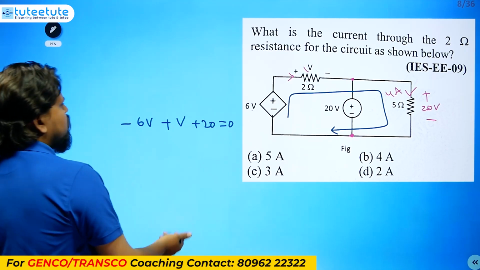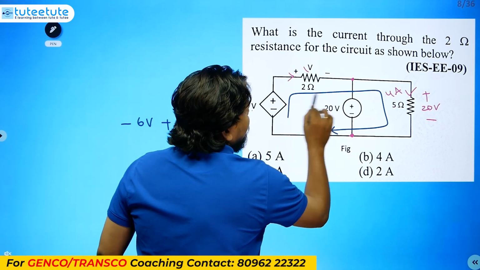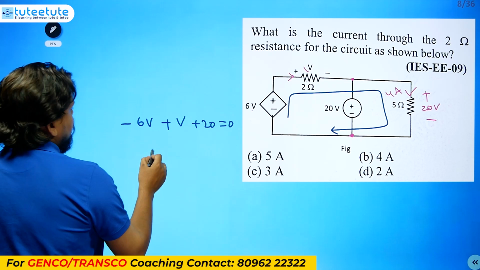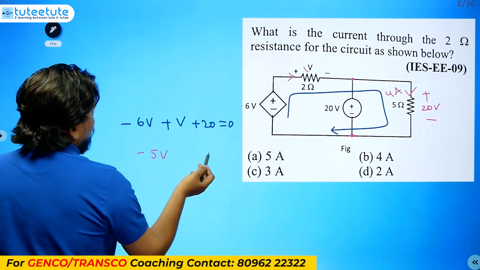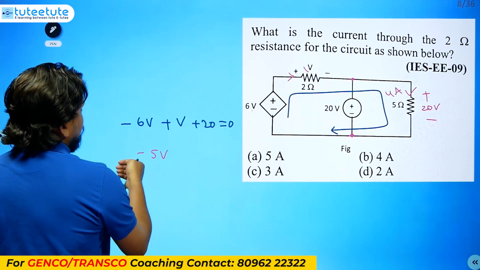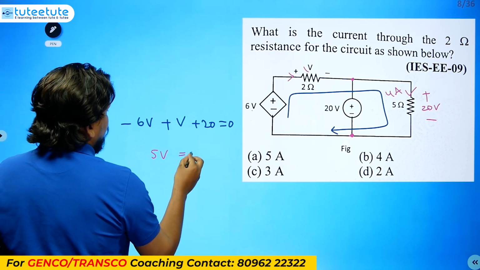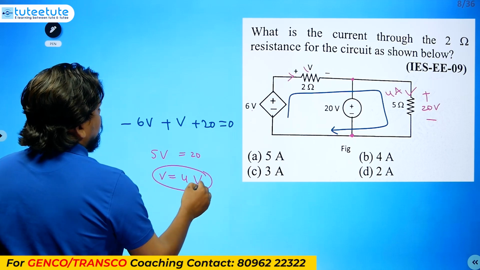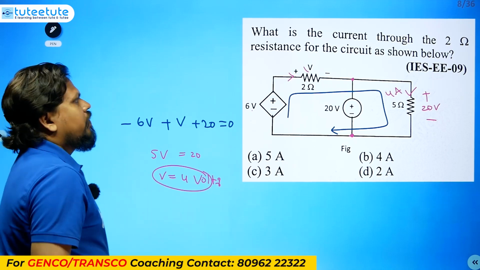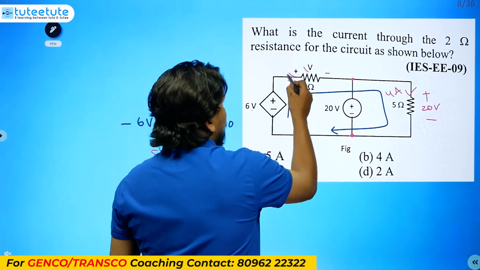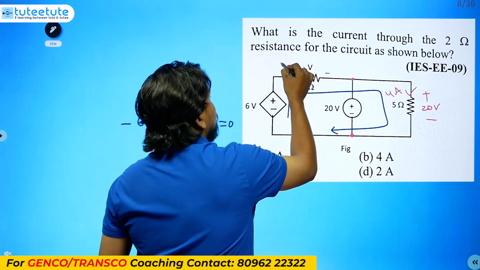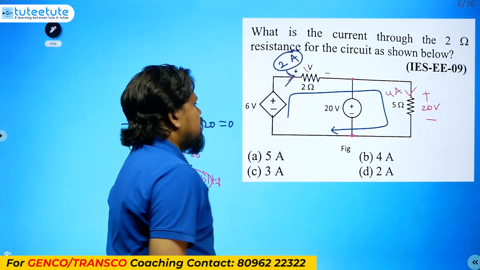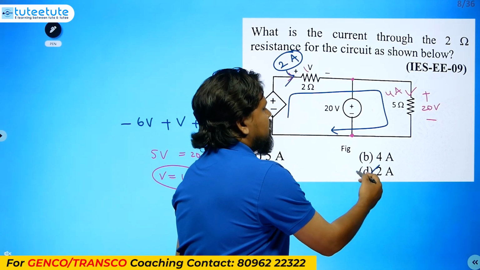You can even take the loop the other way, and you will get the same result. Then 5V equals minus 20, or otherwise 5V equals 20, so V equals 4 volts. When V equals 4 volts, what will be the current here? 4 divided by 2 is nothing but 2 amperes. So they want this current only. 2 amperes will be the correct answer.